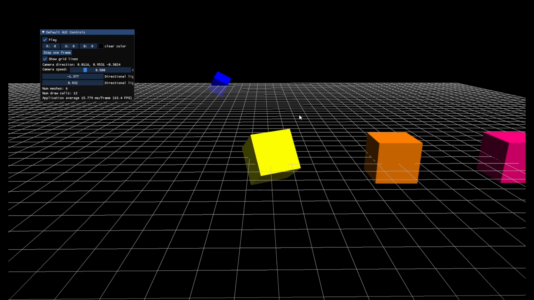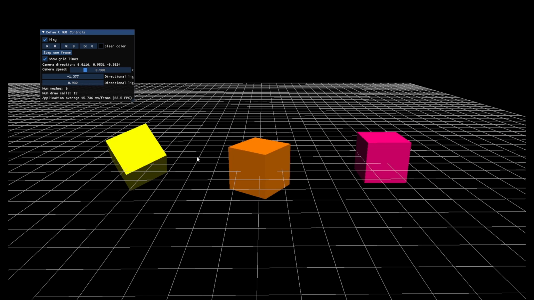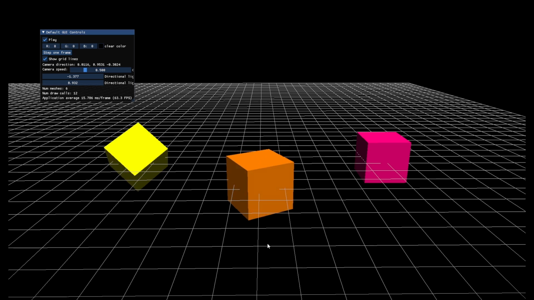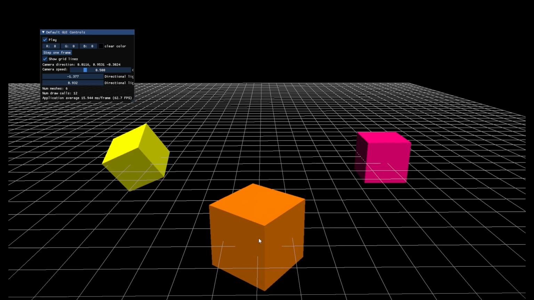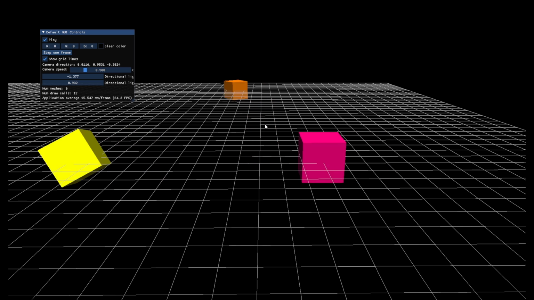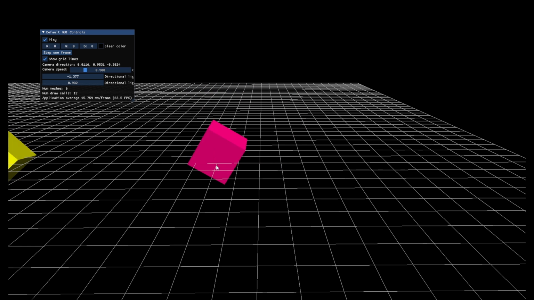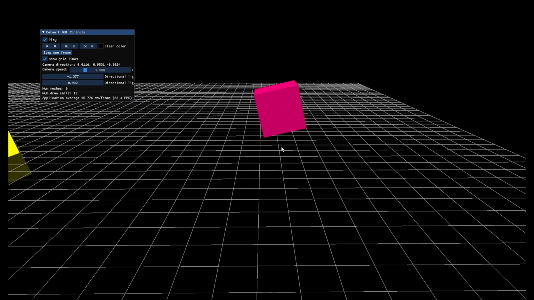Removing all translational degrees of freedom leaves you with what's essentially a ball joint, which is just a rigid body that can have any orientation, but whose center of mass is fixed to one point in space. Taking this even further, you can combine rotational and translational constraints to get this orange cube, which can only slide around a line and can only rotate about its z-axis. And then you can combine these primitives to get something that's even more familiar, like this pink cube, which is actually connected to a revolute joint.